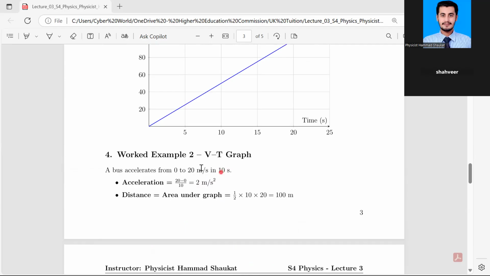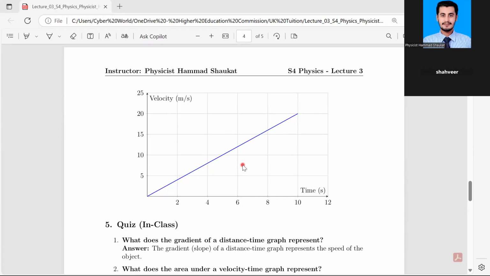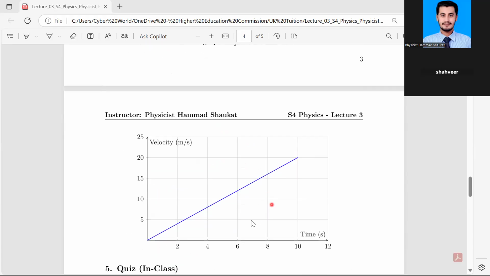Time is 10 seconds and your velocity is 20 meter per second. So here you can go up to 10 and here you can go up to 20. The point is this, so you can draw a point here. So this is a point, this is a point. What you have to do is just mark a straight line till here, right? Again, can you tell me this straight line shows which type of acceleration? Constant acceleration. Yes, constant acceleration, right? So this is how you can make the velocity time graph.